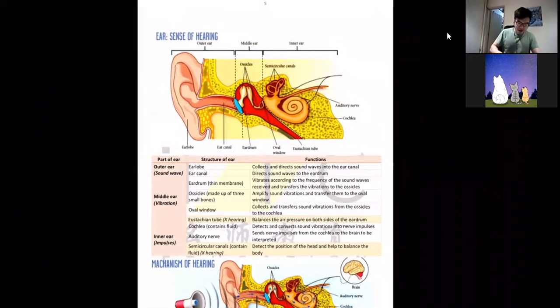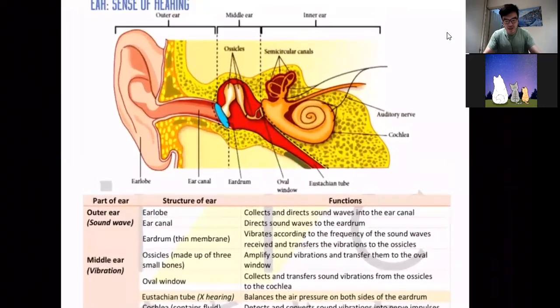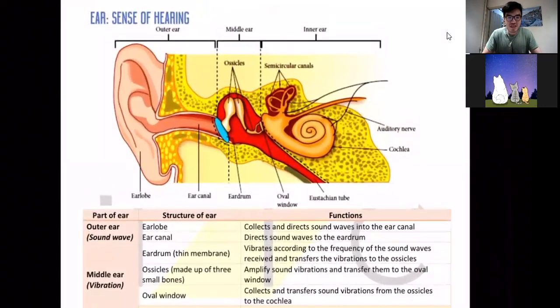Let's look at our ear, sense of hearing, deria pendengaran. Your ear is divided into outer ear, middle ear, and inner ear.